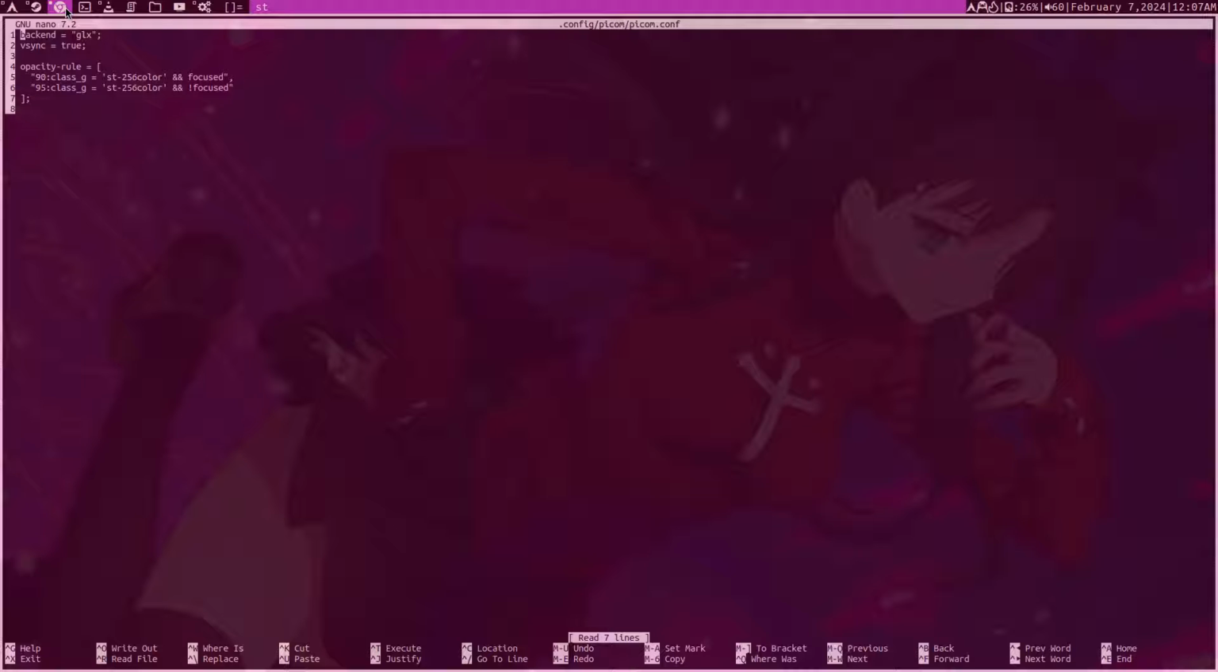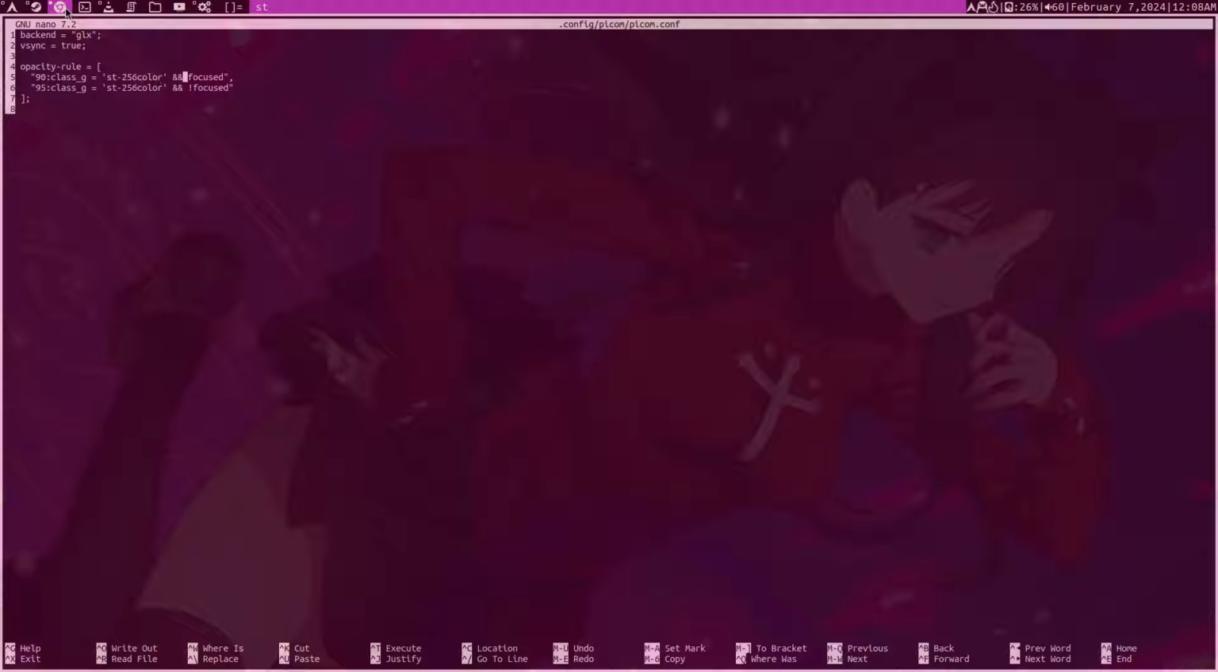The backend I set to GLX because I was having some problems with the screen. I think it was XRender, the original one. Yeah, not too sure, but GLX works for me. So for you, you probably might not even need this. But yeah, GLX is what I use. Vsync for some tearing. And then the most important part for this video here, the opacity rule.